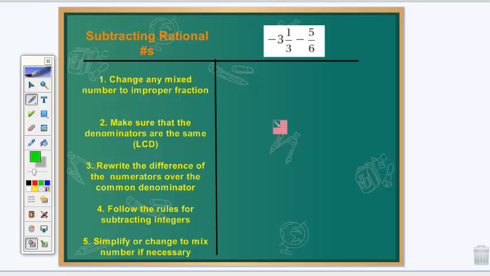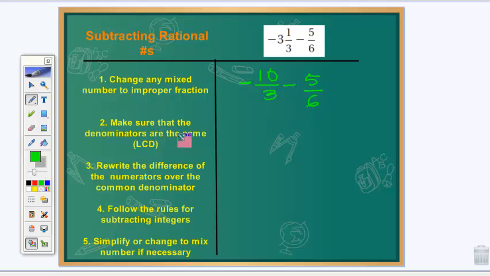Okay, now let's move on to the next example on how we subtract rational numbers. Unlike the first one, in this one we do have a mixed number. So the first thing we need to do, step 1, is to change it to an improper fraction. So here we do 3 times 3 is 9, 9 plus 1 is 10. So this will be negative 10 over 3 minus 5 over 6.